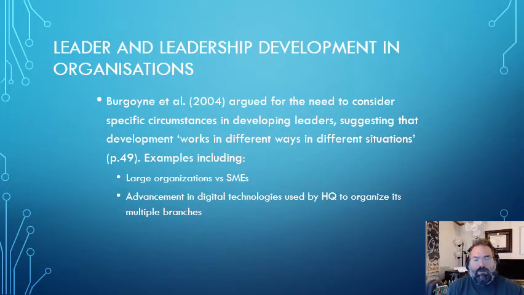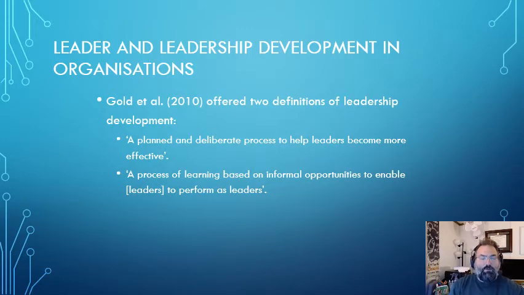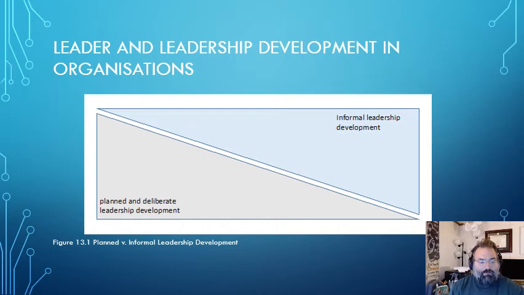In 2004, it was argued that there was a need to consider specific circumstances in developing leaders that works in different ways in different situations. Examples included large organizations versus small to medium enterprises, and advancement in digital technologies used by headquarters to organize its multiple branches. Gold in 2010 offered 2 definitions of leadership development: a planned and deliberate process to help leaders become more effective, and a process of learning based on informal opportunities to enable leaders to perform as leaders. Figure 13.1 is a planned versus informal leadership development conceptual framework.